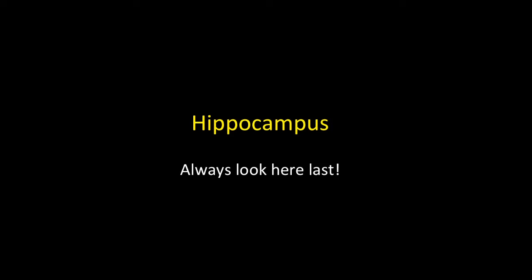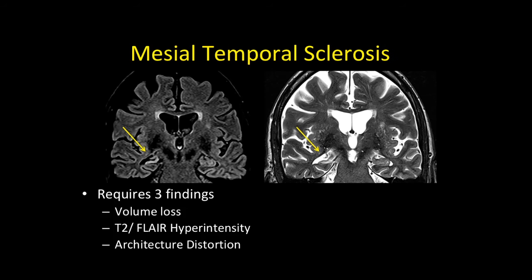Alright, and finally, hippocampus. Always look here last. Save the best for last. So the common thing that everybody always wants to look for is mesial temporal sclerosis, but that requires 3 findings: volume loss, T2/FLAIR hyperintensity, and architectural distortion. You need these 3 findings if you're going to call mesial temporal sclerosis. And remember, up to 10% of cases have bilateral pathology, so you want to look at both.